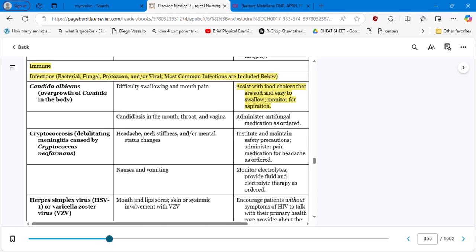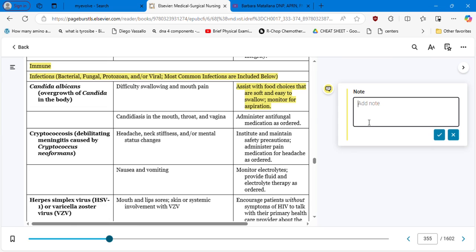In terms of cryptococcosis, you're going to institute and maintain safety precautions and administer pain medication for headache as ordered. In terms of nausea and vomiting, also you're going to monitor electrolytes. And also, that's good to know for Candida albicans, right? Okay, don't forget about that one.